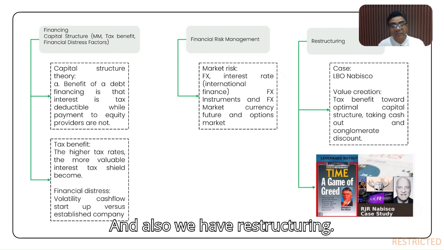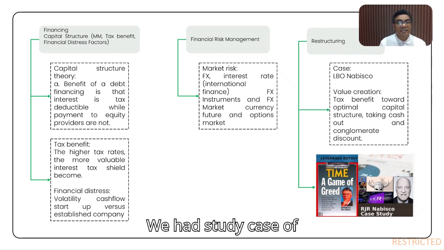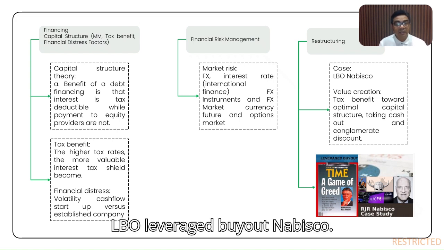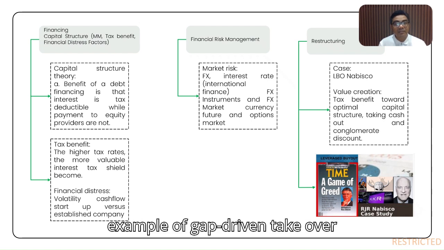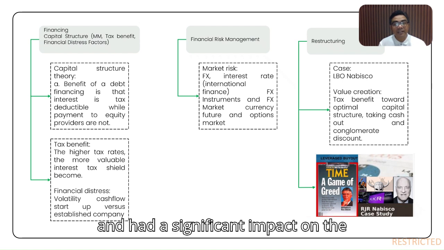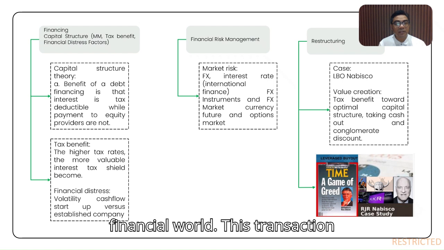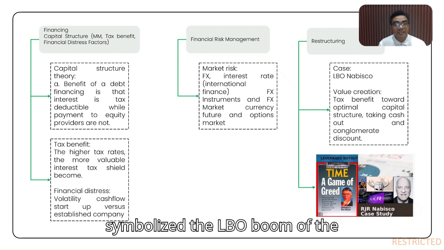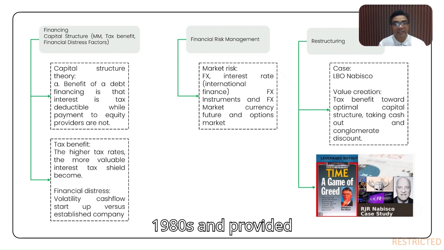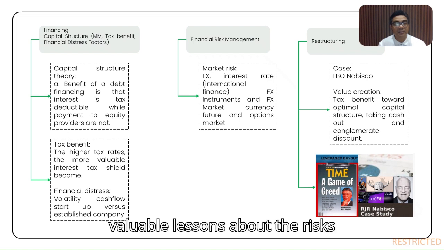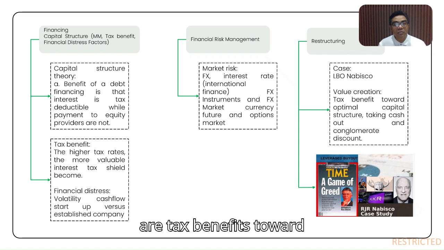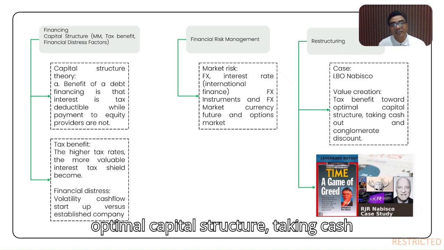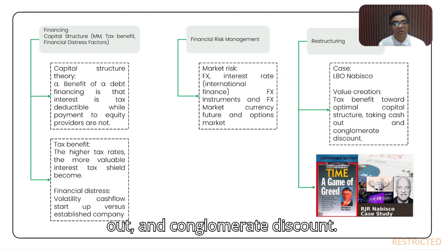And also we have restructuring. We had a case study of LBO, leveraged buyout, Nabisco. The Nabisco LBO is a prominent example of a debt-driven takeover and had a significant impact on the financial world. This transaction symbolized the LBO boom of the 1980s and provided valuable lessons about the risk and benefit of using debt in acquisition. The value creation are tax benefit toward optimal capital structure, taking cash out, and conglomerate discount.